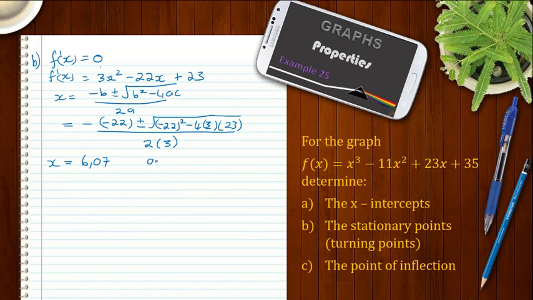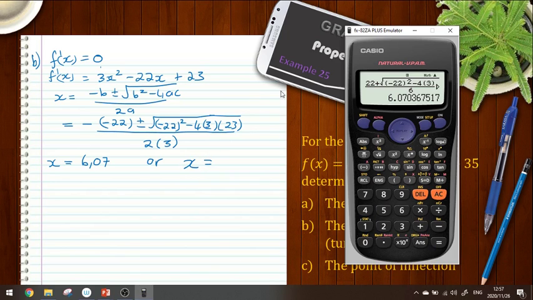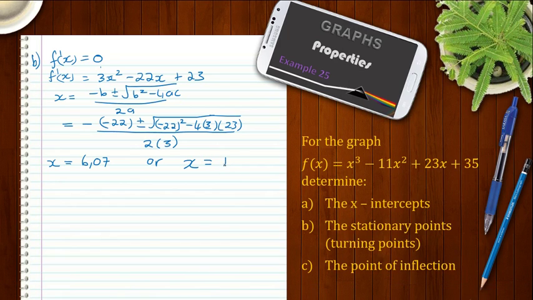And then for the negative part, I'm just going to change the plus to a negative. So this is 1,26. Right, so there we have the x values of our stationary points. And remember, to get the stationary points, we need to find the coordinates. And this is still only our x coordinates.